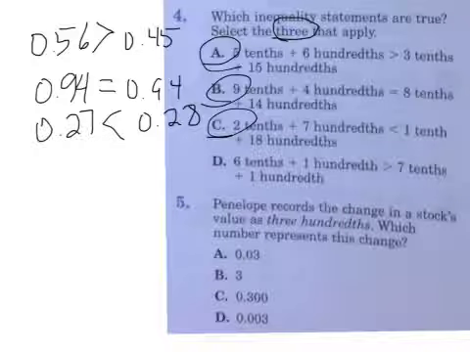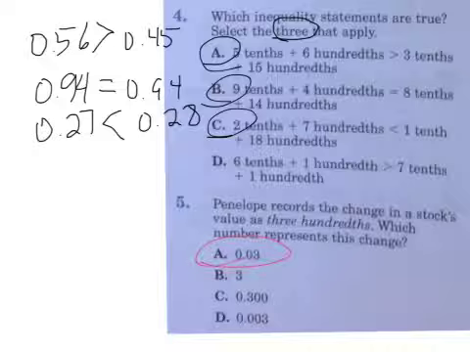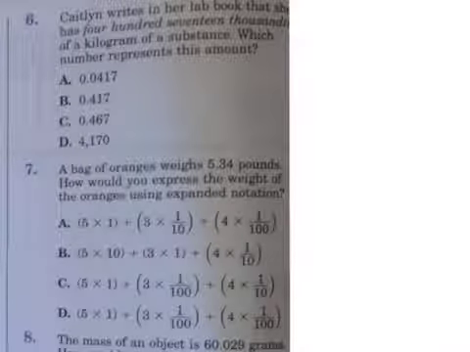It reads, Penelope records the change in the stock's value as 300. Which number represents the change? So 300 is written as 0.03, which is A. There we go. So let's go to number 6. Number 6, Caitlin writes in her lab book that she has 417 thousandths of a kilogram of a substance. Which number represents this amount? So we got 417. So here we go. Very simple. It is B.